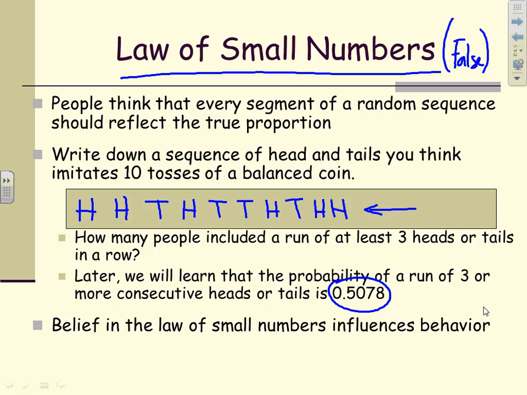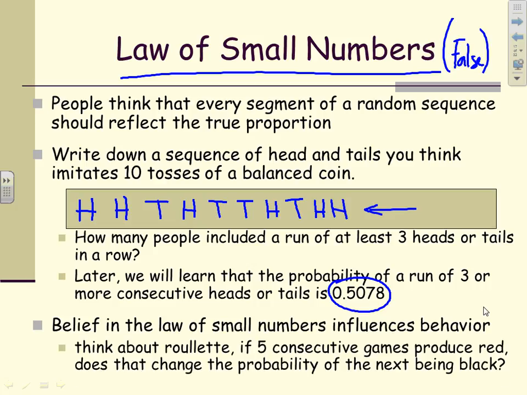And it says belief in the law of small numbers influences behavior. If you understand how roulette works, okay, you could bet a number in roulette, or you could also just bet a color. Now those colors are red and black. If you're looking at a board and maybe there were 5 consecutive games that produced a red, a lot of people say, black is due, so they're going to bet on the black, and they're going to, well, they might win or they might lose.